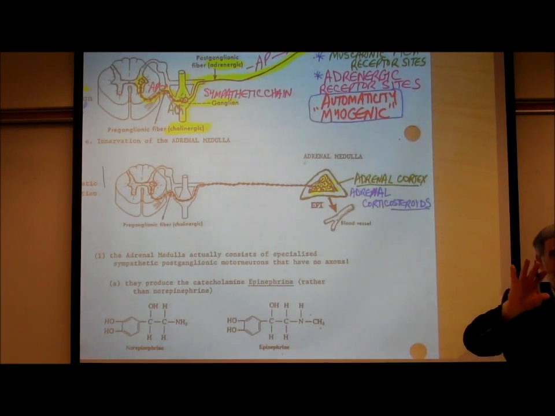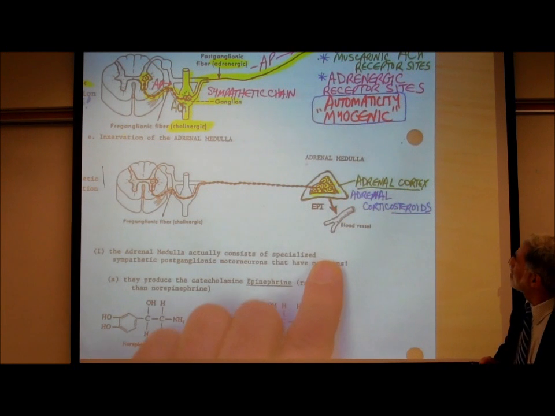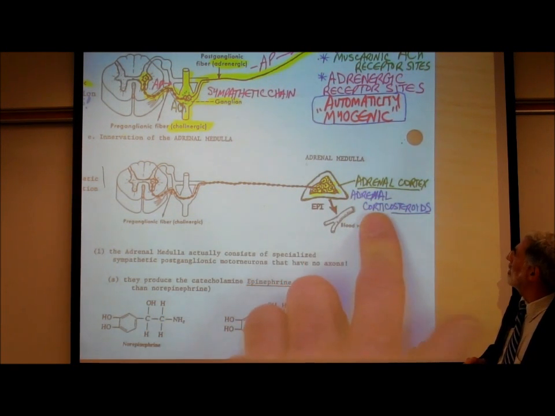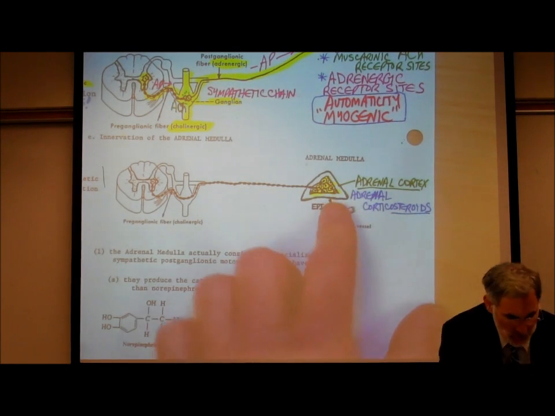We are going to finish up the nervous system. We are getting close. I promise to finish the nervous system before March. All right, now, so we'll talk more about them. They are secreted in the bloodstream. Let's focus on the adrenal medulla.